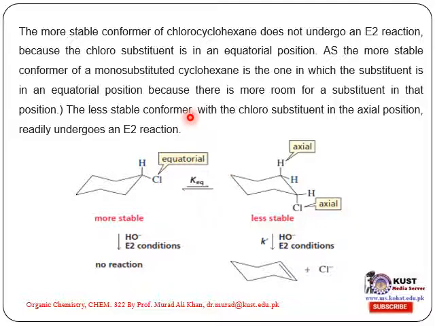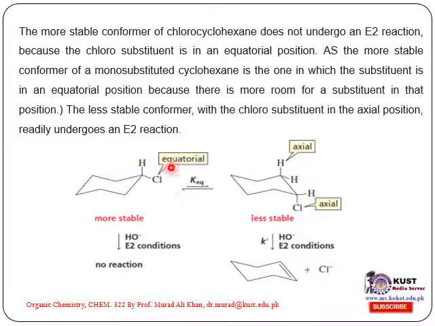Now, if you see that when there is mono-substituted cyclohexane, the equatorial position is more stable as compared to the axial position for the mono-substitution, because there is more room for a substituent in that position.